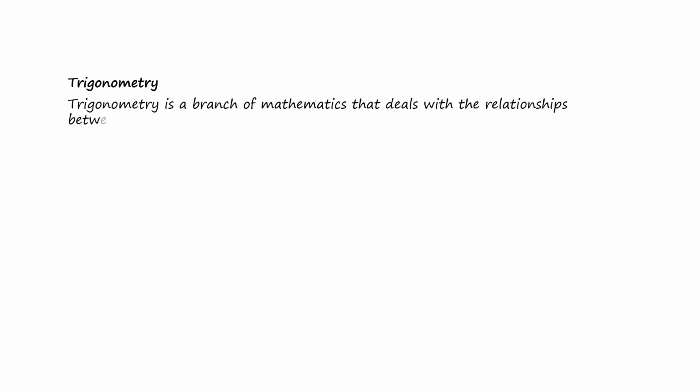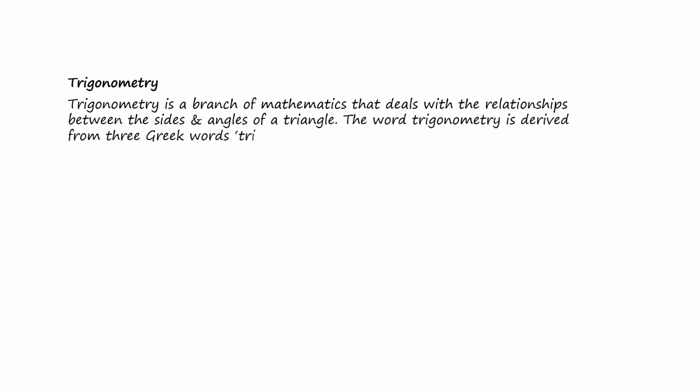Today we'll discuss trigonometry. Trigonometry is a branch of mathematics that deals with the relationship between the sides and angles of a triangle. The word trigonometry is derived from three Greek words, tri, gon and metron. Tri means three, gon means sides, and metron means measurement. So trigonometry basically deals with the relationship between the sides and angles of a triangle.